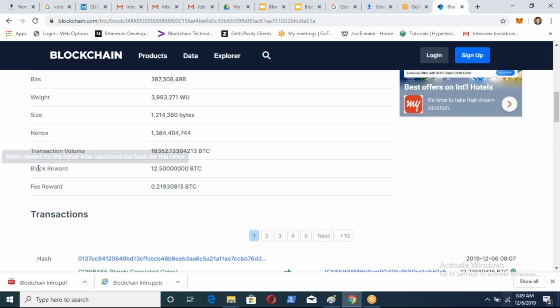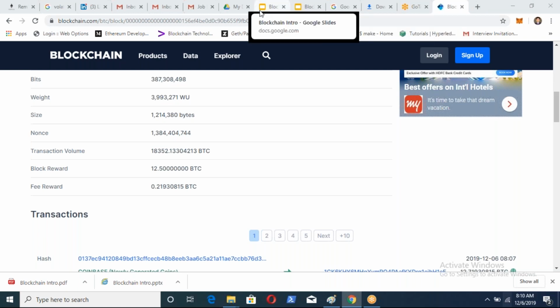Okay, so see here, it is a block reward. So 12.5 bitcoins, and a fee reward: for every transaction they will take some fee, right? So that is 0.2 bitcoin. So this total reward will go to whoever mined this particular block; he will get all the rewards. Okay, so this is the block explorer, and this is enough presently. Later we will see that.